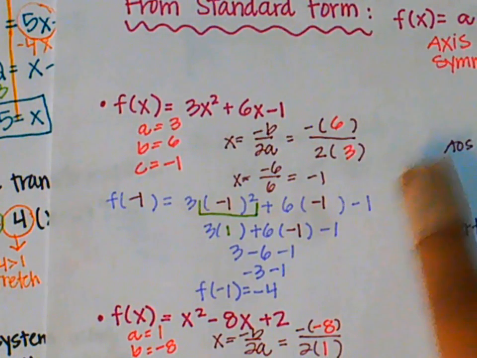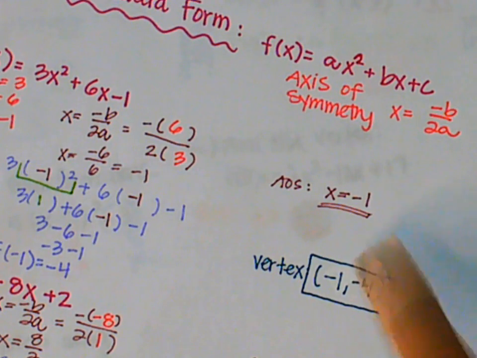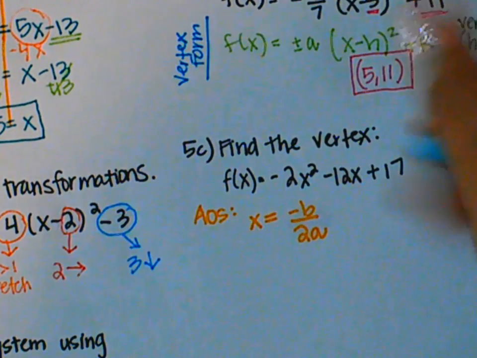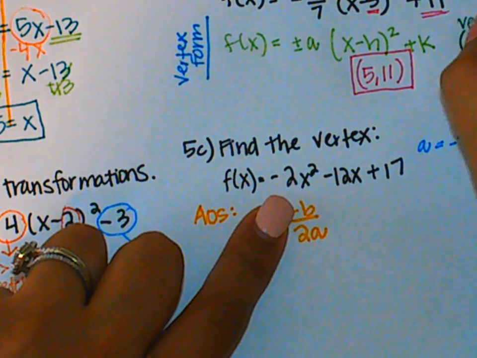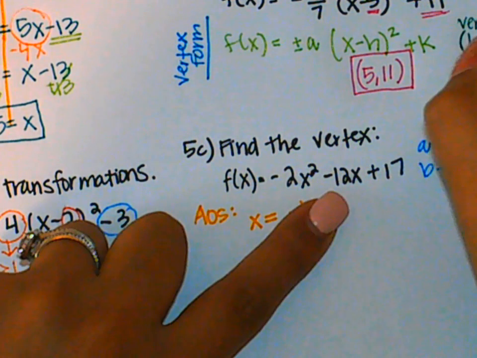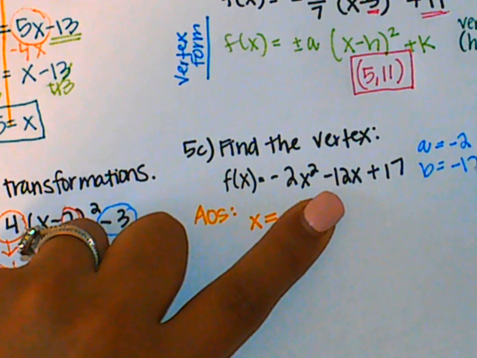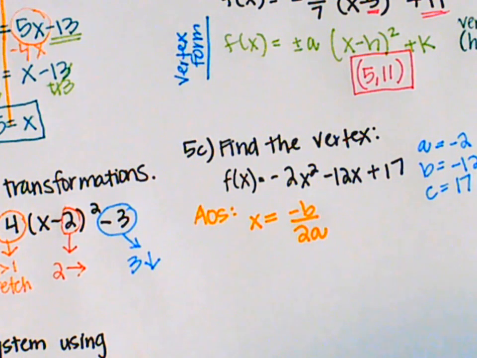And once we did that, we substituted that axis of symmetry value back into our equation and solved it. Then those 2 points together gave me the vertex. So let's go ahead and find our a, b, and c from our equation. A is the number in front of x squared, which in this case is negative 2. B is the value in front of the regular x, negative 12. And then c is 17. In this case, we won't need the c, but it's still good practice to identify it.